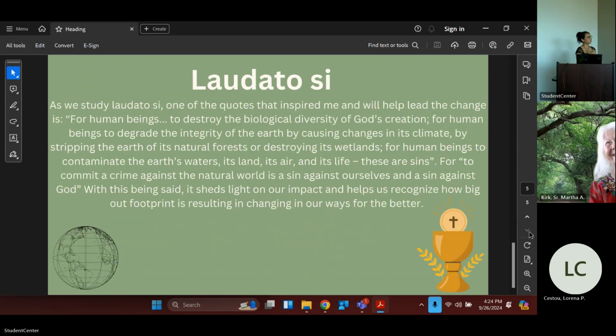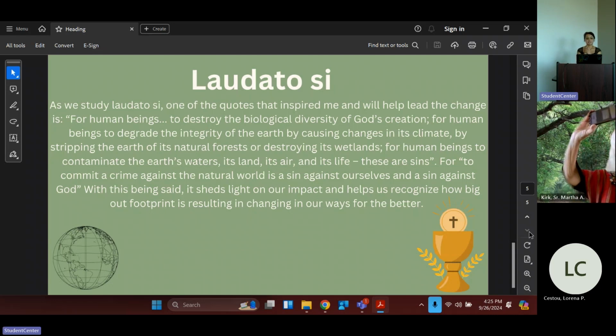And how Laudato Si correlates to my project is, as we study Laudato Si, one of the quotes that inspired me and will help lead the change is by Patriarch Bartholomew. And he quotes, "For human beings to destroy the biological diversity of God's creation, for human beings to degrade the integrity of the earth by causing changes in its climate, by stripping the earth of its natural forest or destroying its wetlands, for human beings to contaminate the earth's waters, its land, its air, and its life, these are sins. Or to commit a crime against the natural world is a sin against ourselves and a sin against God."